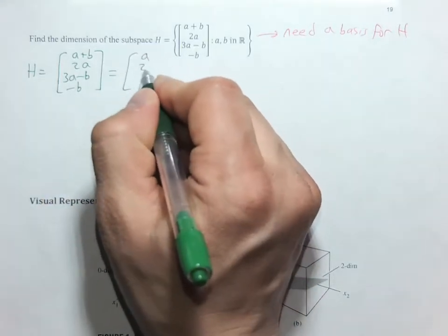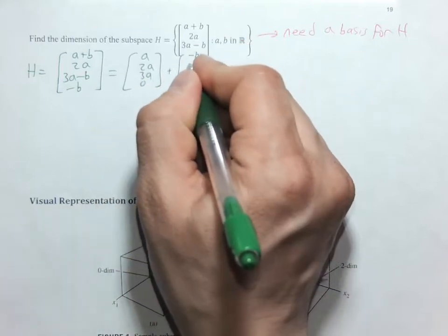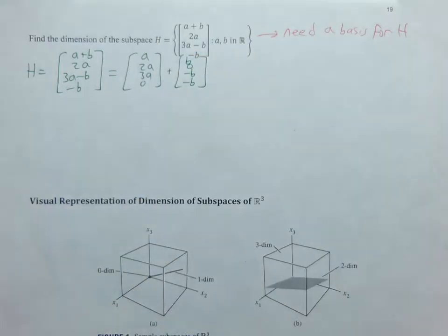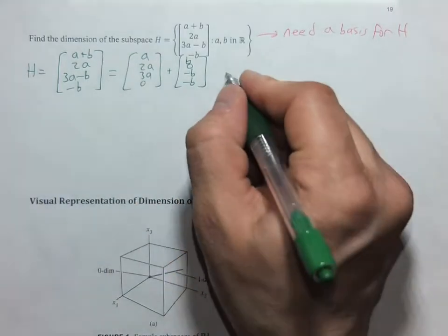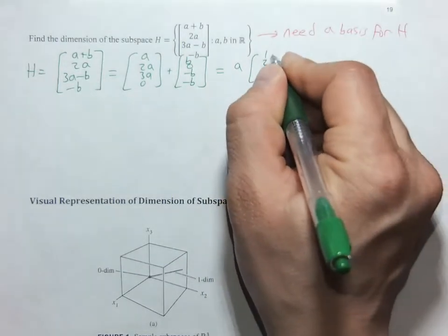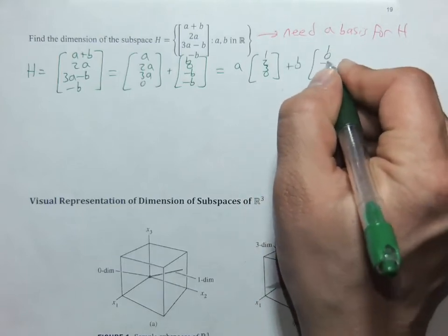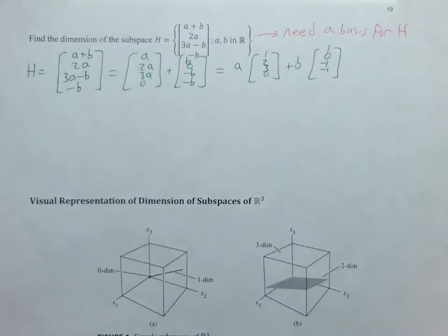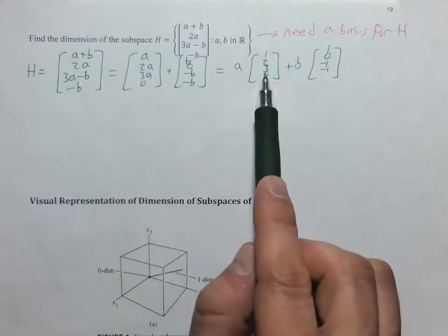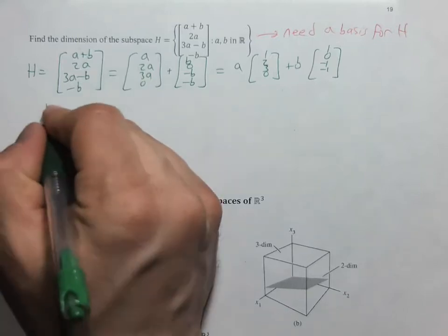So it would be A, 2A, 3A, 0, plus B, 0, minus B, minus B. I'm breaking it up into the A's and the B's, and then let's factor the A and the B out. And so it's A times (1, 2, 3, 0) plus B times (1, 0, -1, -1). What H really is, is the span of these two vectors, right? We're doing linear combinations of those two vectors. So let's write that down.